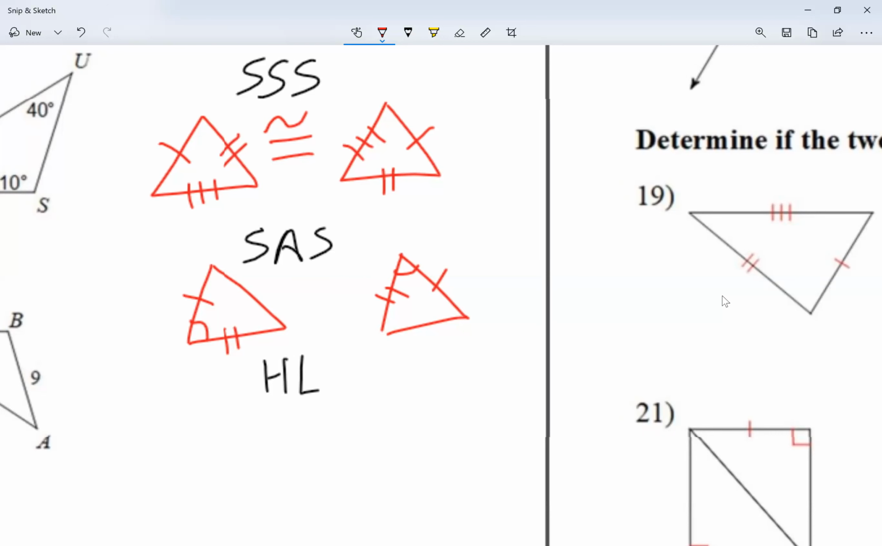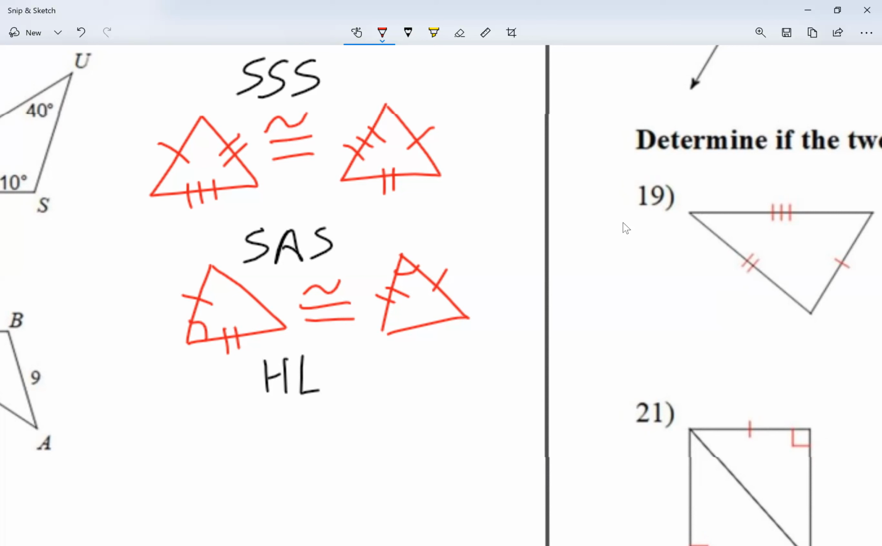So for side, angle, side, I'm going to say these 2 sides are congruent. If 2 sides of one triangle are equal to the 2 sides of the other triangle and the included angle, the angle where the two sides meet, is also equal, that is what we call side, angle, side.